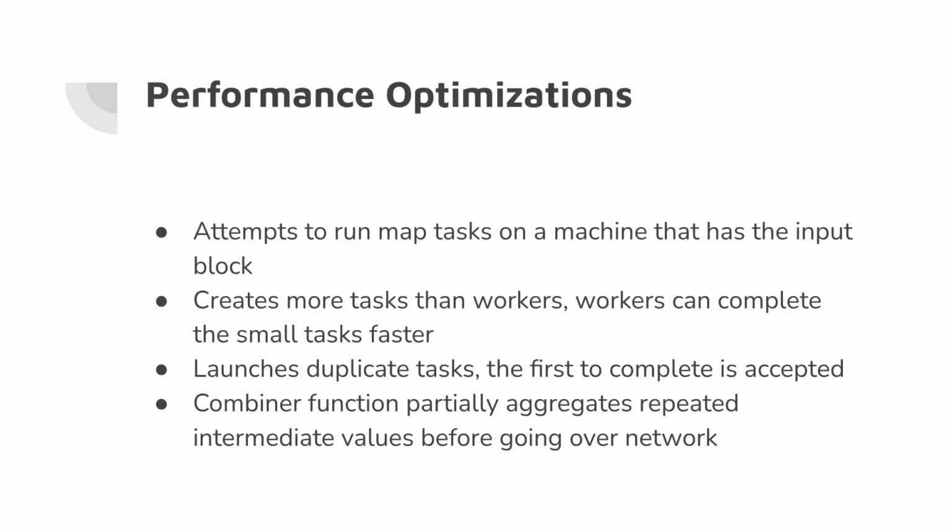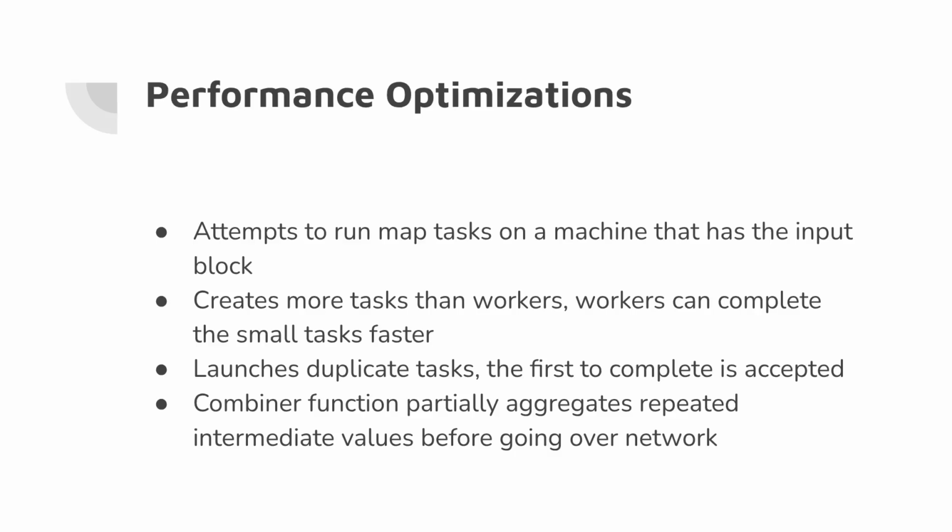The system includes several important optimizations. The first is data locality. Instead of transferring large input files across the network, the master attempts to run a map task on the machine that already stores a copy of the required input block. This reduces network traffic.